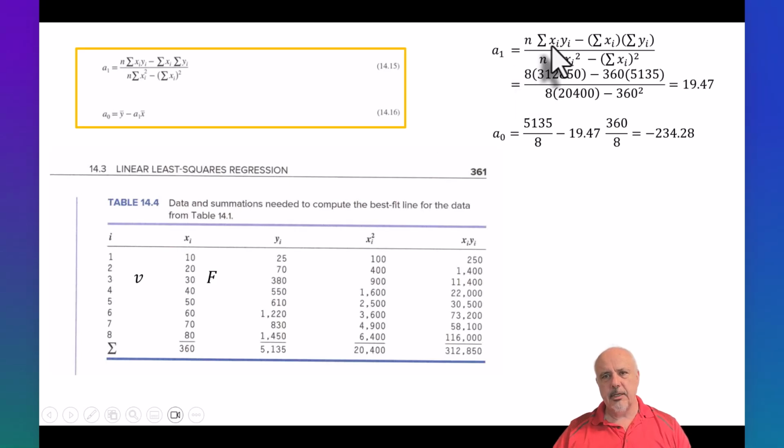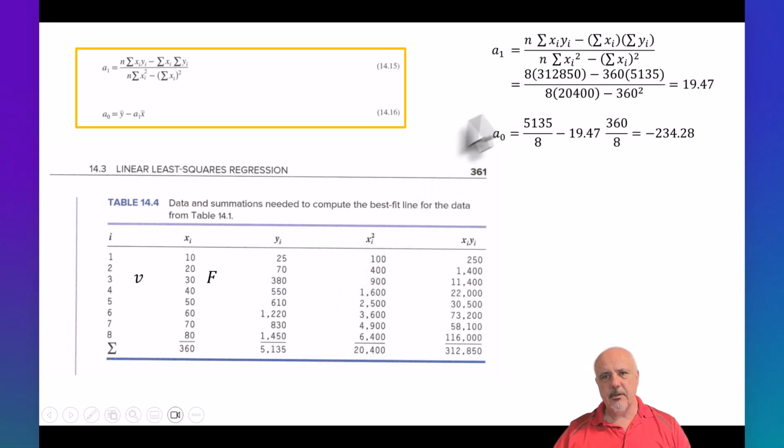And I'm going to multiply by the sum of x sub i times y sub i, which is this number. I'm going to subtract the sum of x sub i, which is 360, times the sum of y sub i, which is 5135. So that takes care of the numerator.